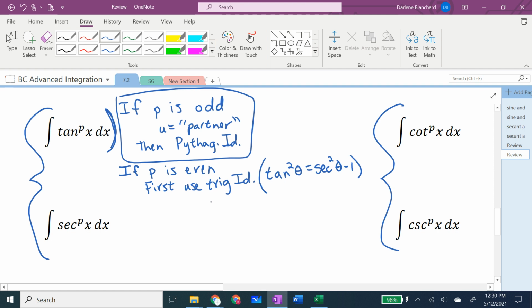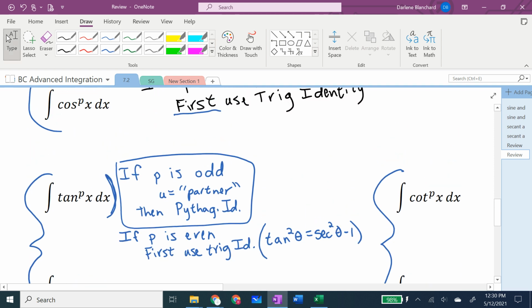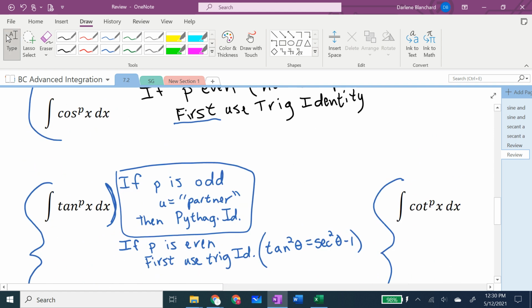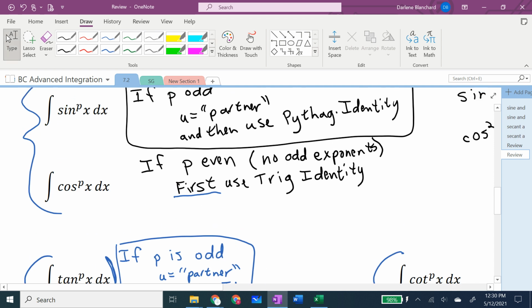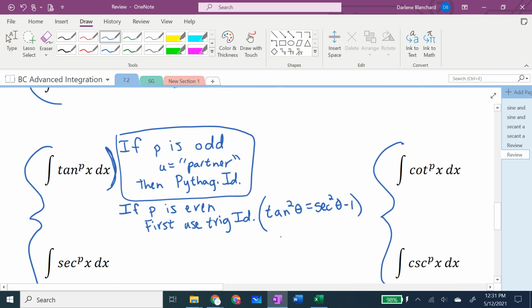So it's Pythagorean identity again. But I just kind of want to point out to you some similarity of pattern. With sine and cosine, you're hoping for odd. If you see an odd exponent, make u its partner and use Pythagorean identity. Same with tangent. If p is even, then you're going to start off by throwing in some trig identity. Now, for sine and cosine, that took us to this pair of trig identities. For tangent, we use this identity.